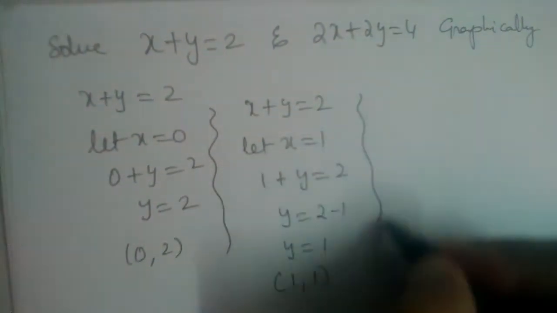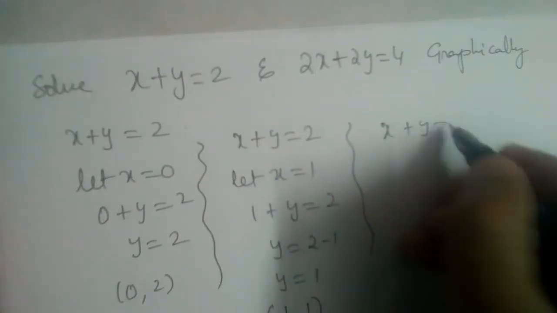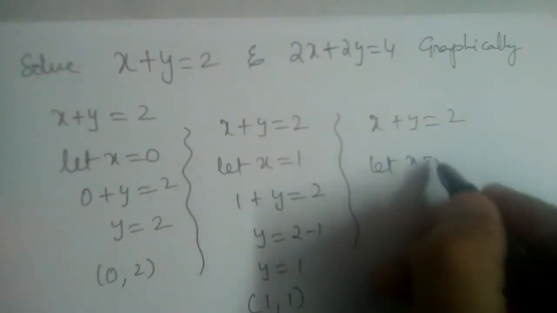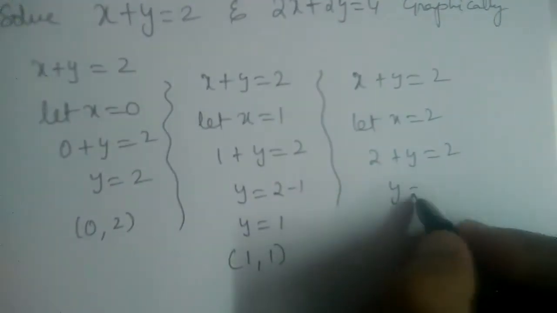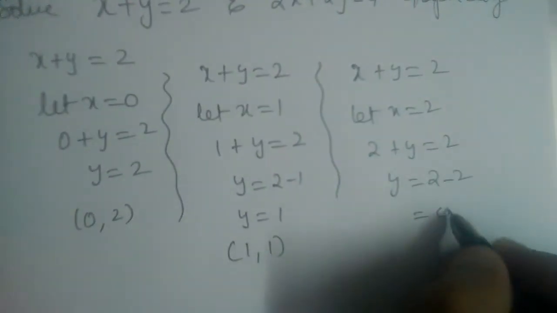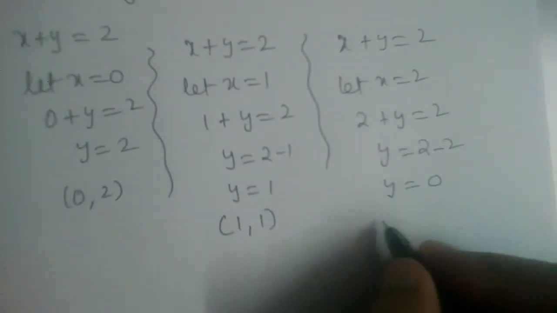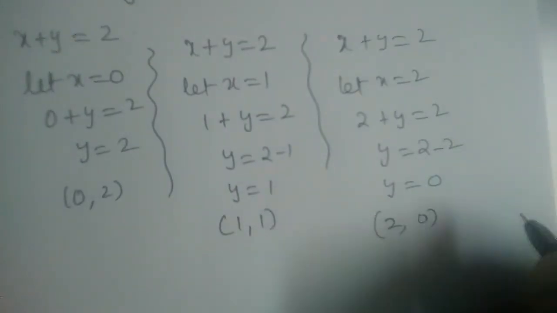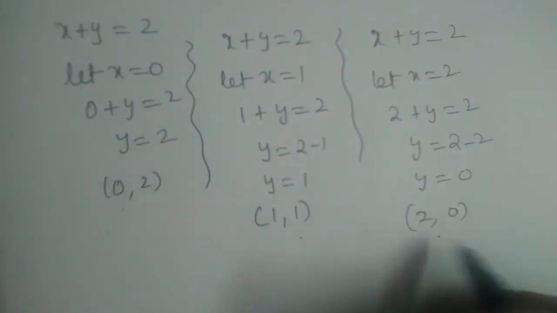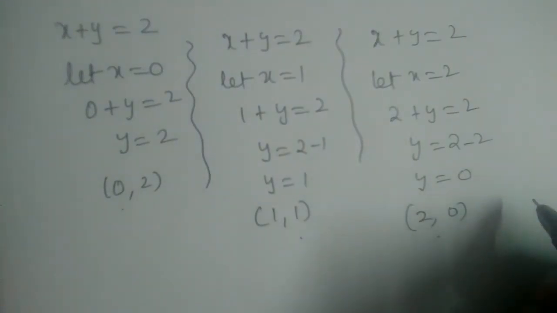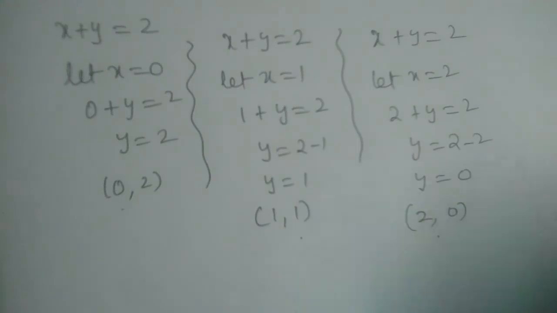Alright. So the third point, x + y = 2. Let x = 2. So this will be 2 + y = 2. y will be equal to 2 minus 2, 0. Okay. So (2, 0) is the third point. So we have 3 points now.